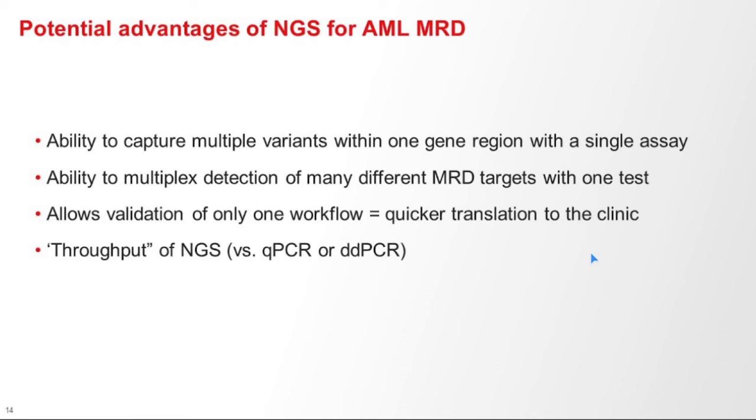And here are some of the advantages of next-generation sequencing: you can capture multiple variants within one gene region in a single assay, and you can multiplex many different targets. It allows validation for only one type of workflow, which potentially means quicker translation to the clinic with good throughput. But again, we talked about some of the disadvantages: you need bioinformatics people, those are costly, and most of these assays take a fair amount of time, like 5 days to a week or maybe even longer. And despite a lot of promises of reagents becoming cheaper and cheaper, they really haven't very much, because improvements are made to the chemistries and your costs go back up again as soon as you make any inroads. So it's still pretty expensive.